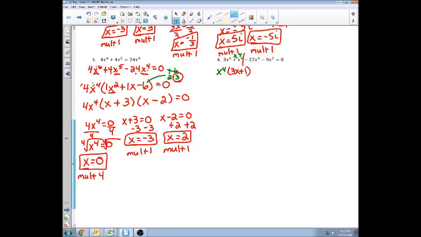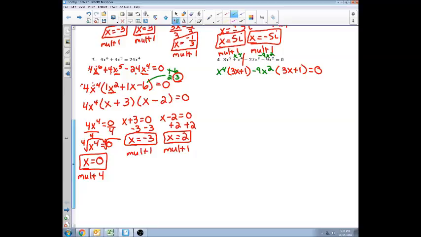Negative 27x to the 3rd and negative 9x squared will share a negative 9x squared. So negative 9x squared comes out. I would have positive 3x plus 1. All right.